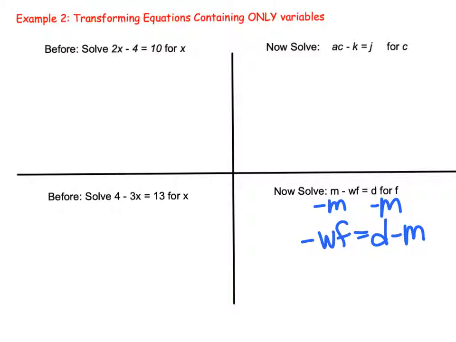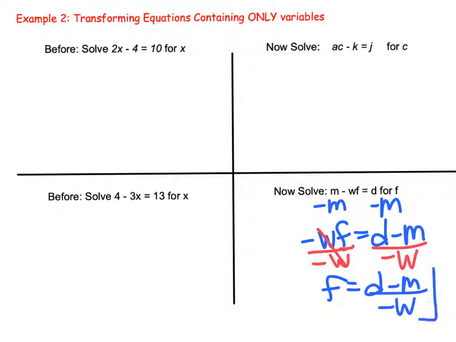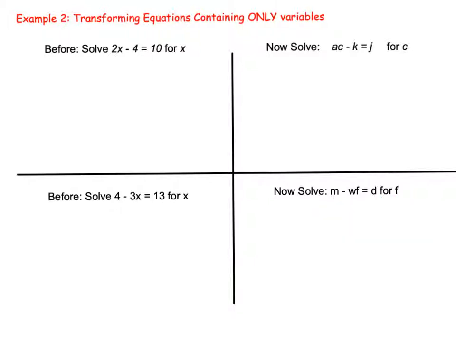Again, I am isolating f, and so that negative w is in the way. I need to undo it. So I will divide by a negative w both sides. This cancels, and you are left with f equals d minus m over a negative w. Just follow the rules of algebra and you'll be okay.